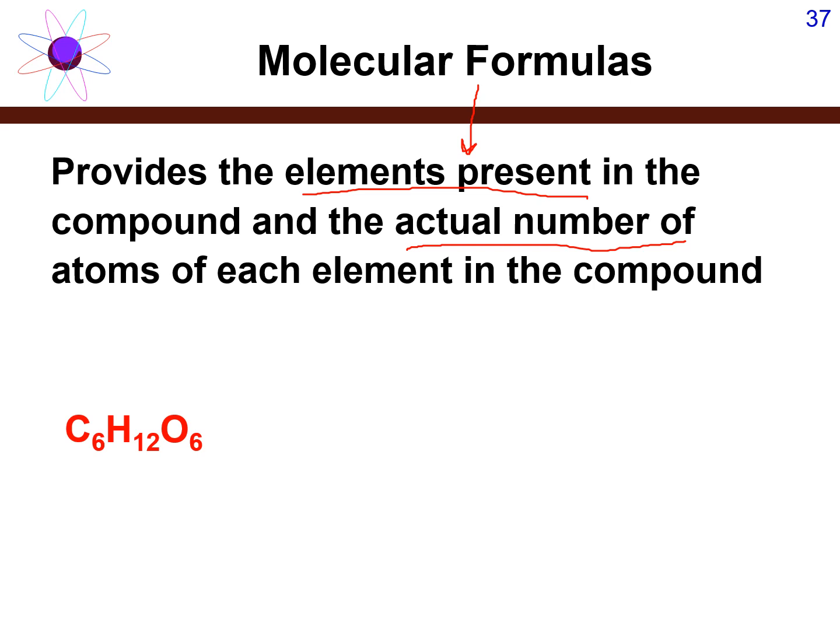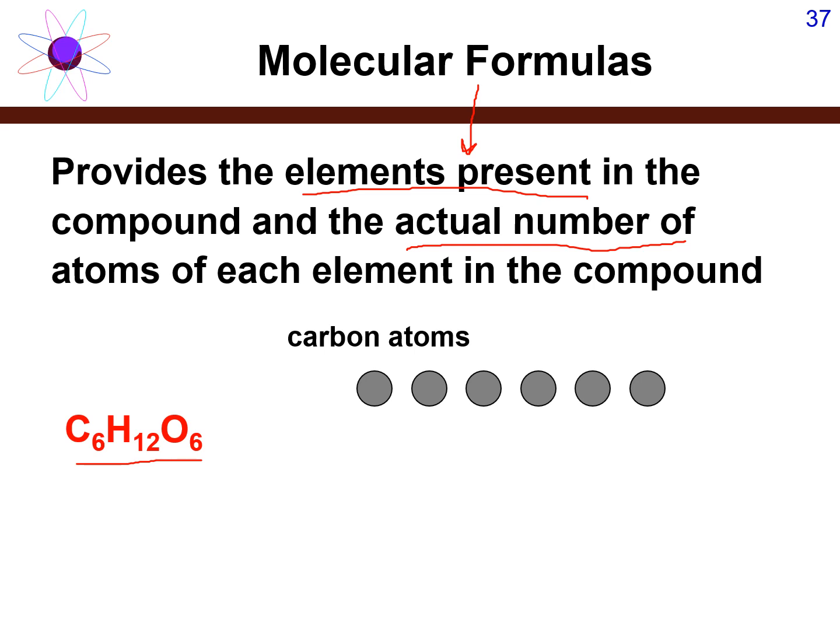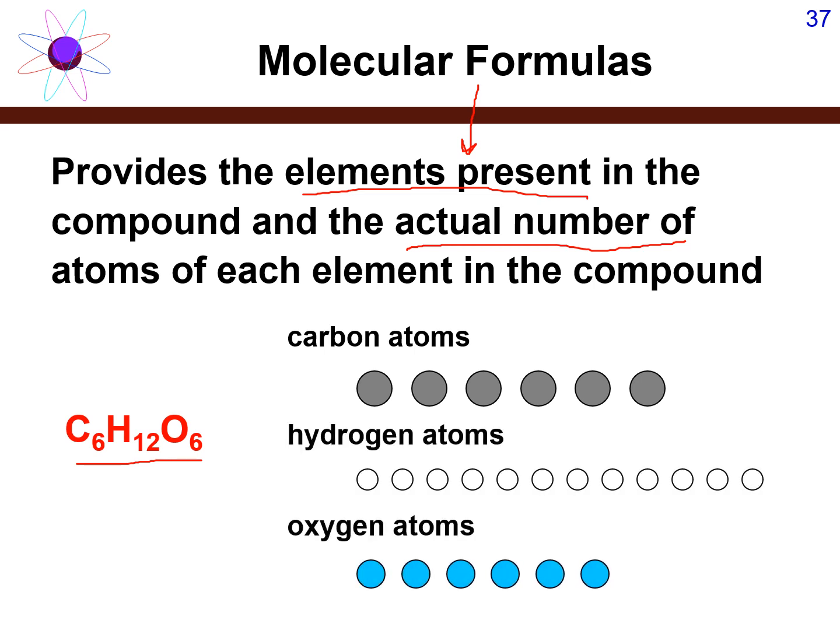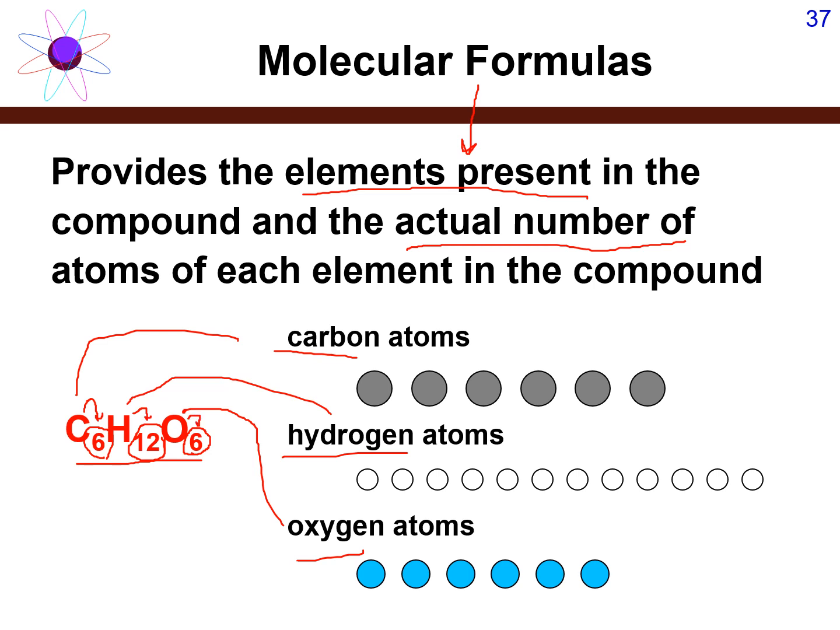Okay, so here's an example. C6H12O6. It tells us there are 6 carbon atoms, 12 hydrogen atoms, and 6 oxygen atoms. So it tells us not only the elements that are there, which are carbon, hydrogen, and oxygen, but also the number that's present, that subscript number that you see behind. So there are 6 carbon atoms in this compound, 12 hydrogens, and 6 oxygens. And so this is a molecular formula.